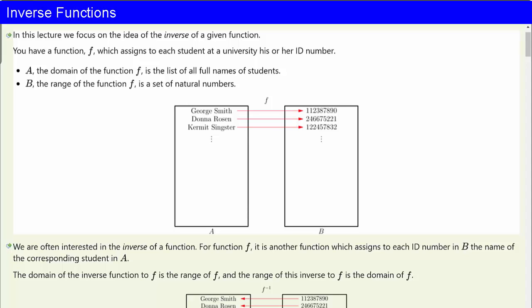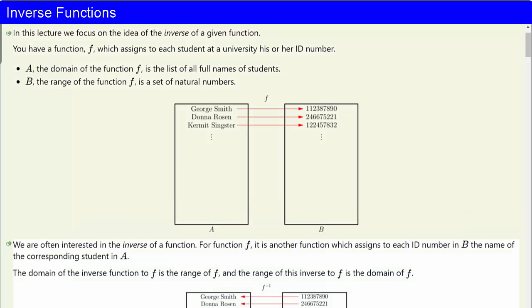In this lecture, we're going to focus on the idea of the inverse of a given function. As an example of this concept, consider the function f, which assigns to each student at a university his or her ID number. So the domain A of the function f is the list of all full names of students, and the range B is a set of natural numbers.